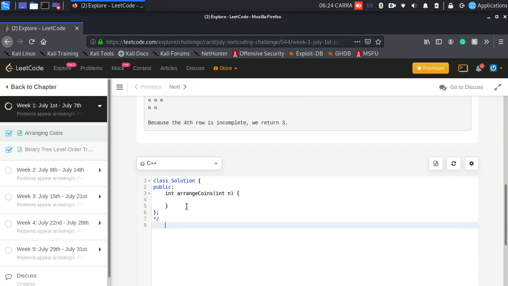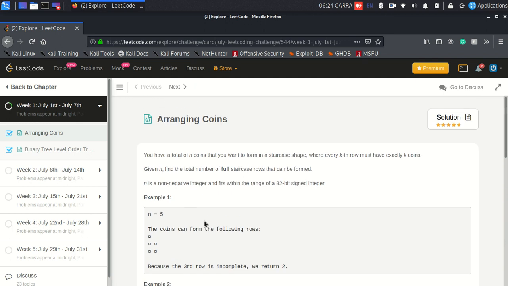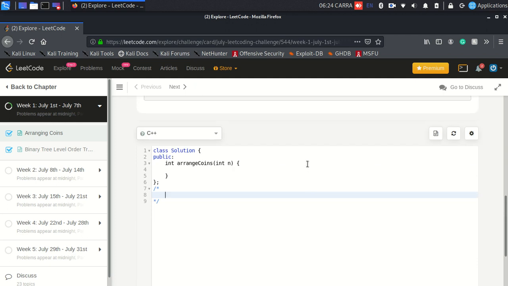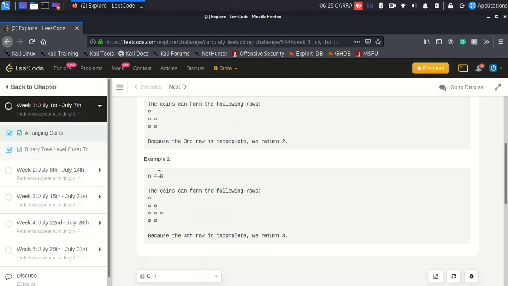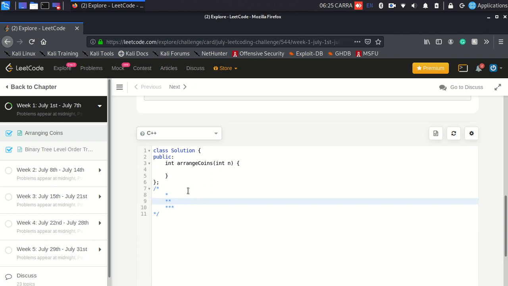The total number of staircases that can be formed, keeping in mind that I have to place one coin in each position. Basically every kth row must have exactly k coins. So the first row will have exactly 1 coin, the second row exactly 2 coins, the third row exactly 3 coins. So how many coins have we used till now? We have used 3 plus 2 plus 1, right? Now let's say I have been given 8 coins, so I have used 6 coins up till now.